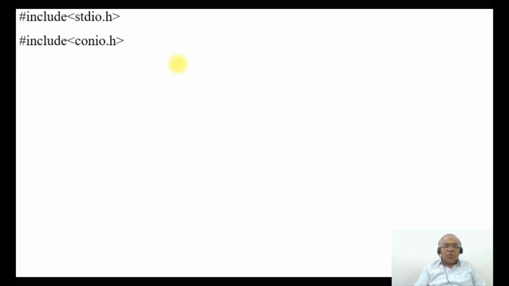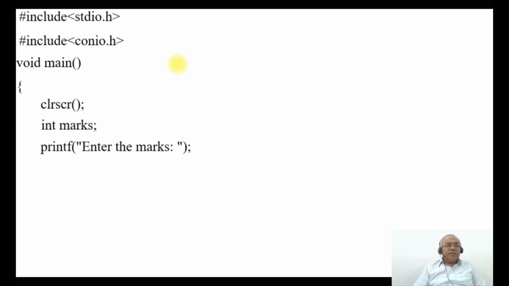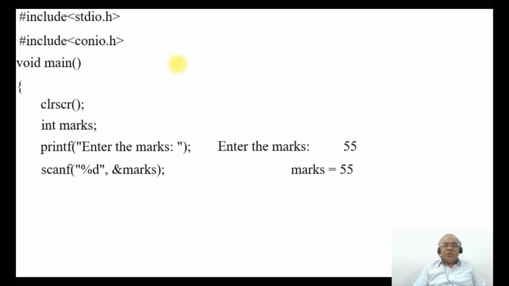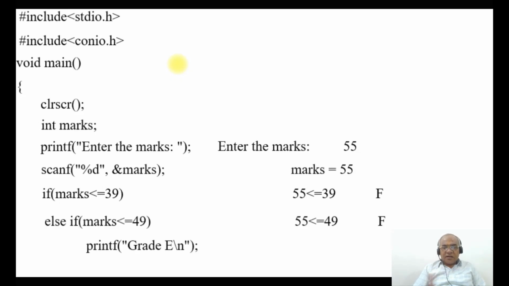So we are going to write a code for this. First we include all the header files. Then void main, and we have the clear screen. We declare int marks. Then printf enter the marks. Suppose I enter the marks as 55. So read that particular marks. If marks is less than or equal to 39, that means is 55 less than or equal to 39? No. So it is false, and it goes to the next one.